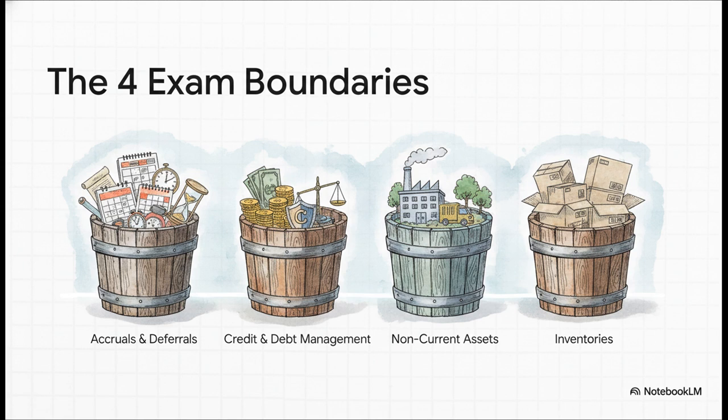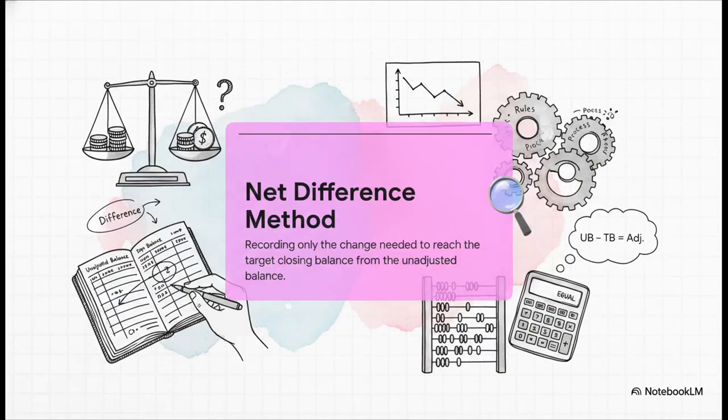Number 1, accruals and deferrals, so simple calculations for prepaid or accrued expenses. Number 2, credit and debt management, dealing with bad debts and provisions. Number 3 is non-current assets, specifically straight-line and diminishing balance depreciation. And finally, number 4, inventories, like write-offs or the lower of cost and net realizable value rule. That's it. And because we know this perimeter, we know exactly what tools to bring.